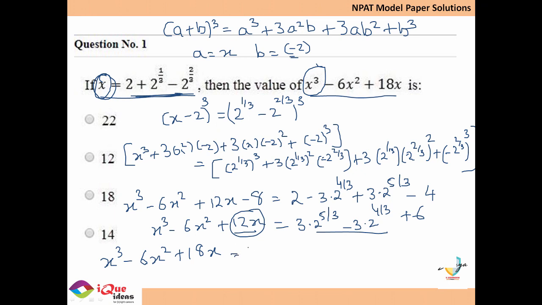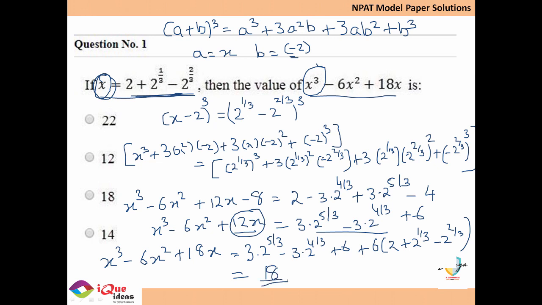So on the right hand side I get 3 into 2 raised to 5 by 3 minus 3 into 2 raised to 4 by 3 plus 6x. So 6 times 2 plus 2 raised to 1 by 3 minus 2 raised to 2 by 3. And if you simplify the right hand side, all the power terms get cancelled. You will get the final answer is 18.